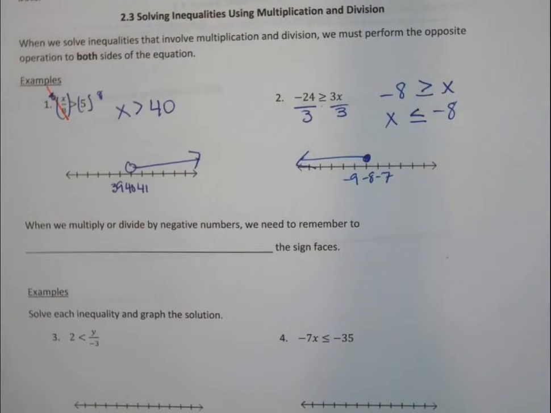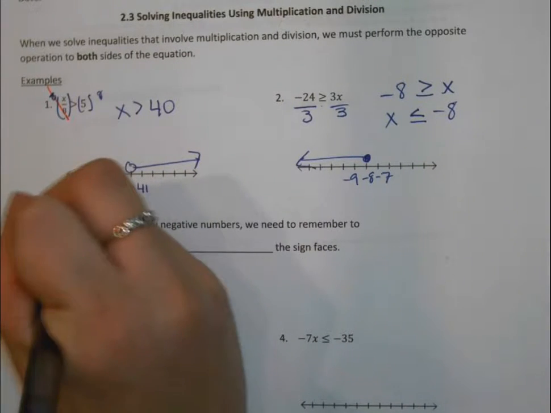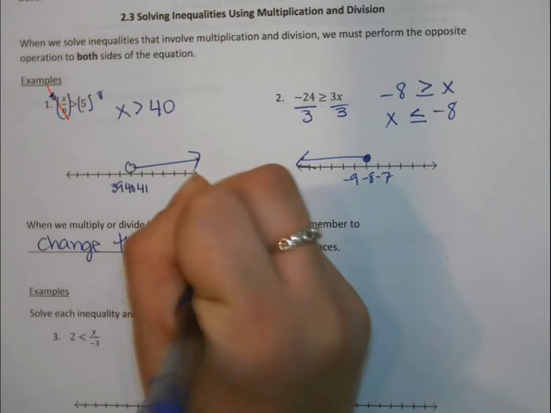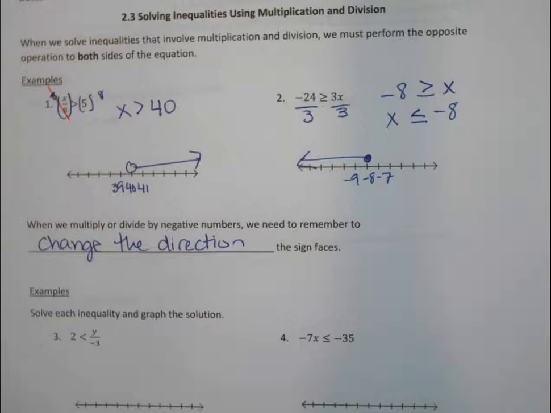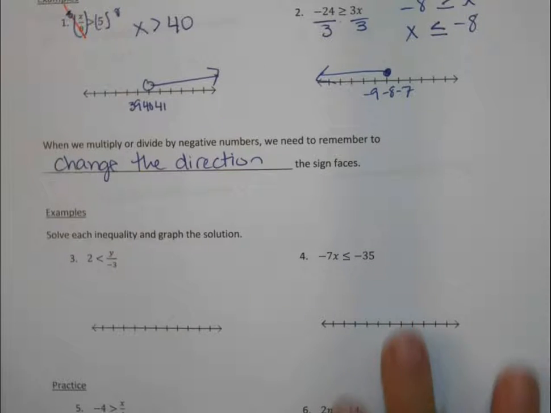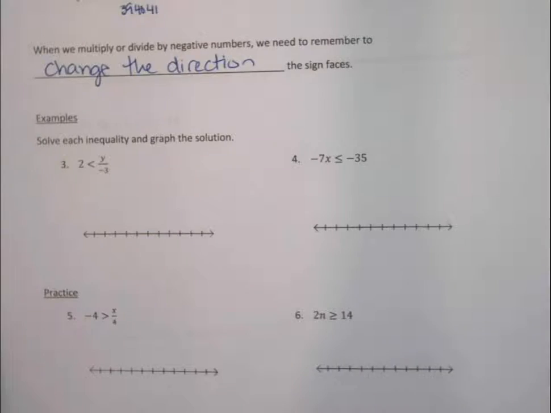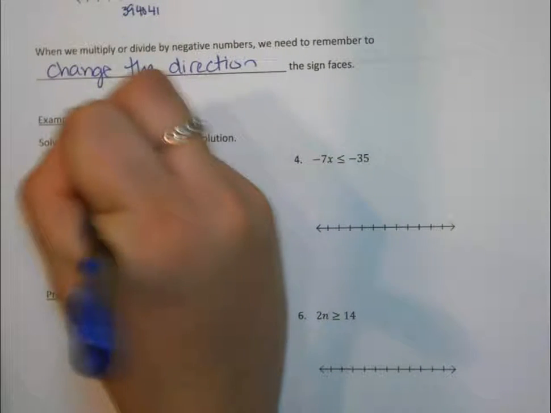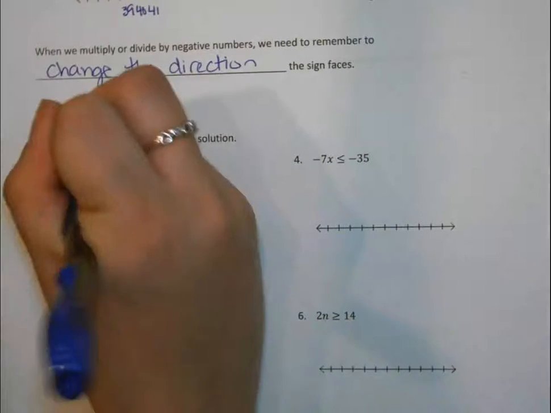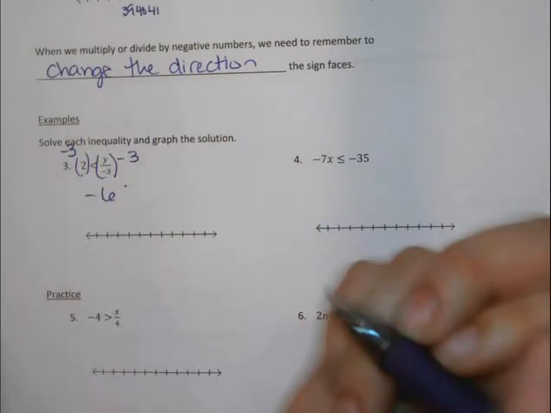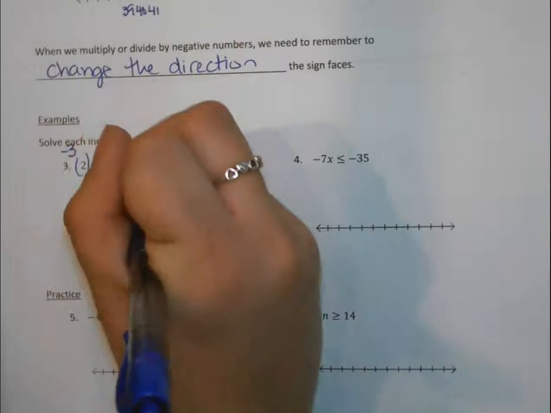Now, there's one tricky thing that happens when I'm multiplying and dividing, and I'm using a negative number. It's going to change the direction the sign faces. So if I take a look at number 3, it's got a negative 3 on the bottom. So that means I'm going to have to multiply both sides by negative 3. So I get negative 6. I am changing the direction the sign faces.